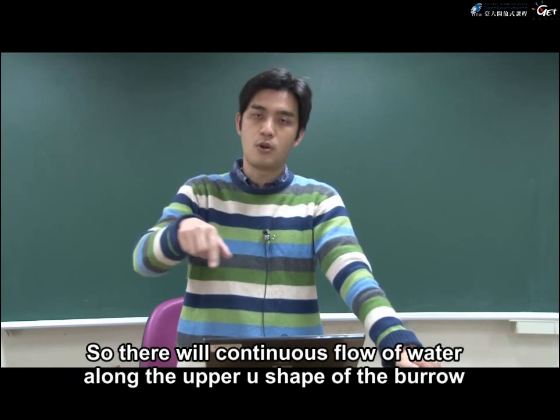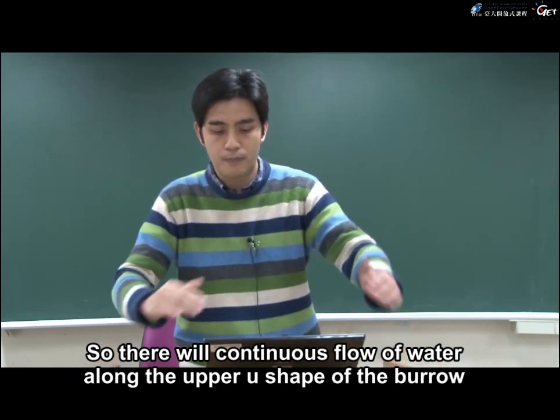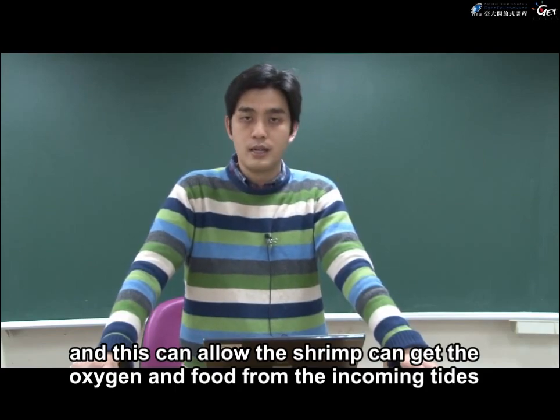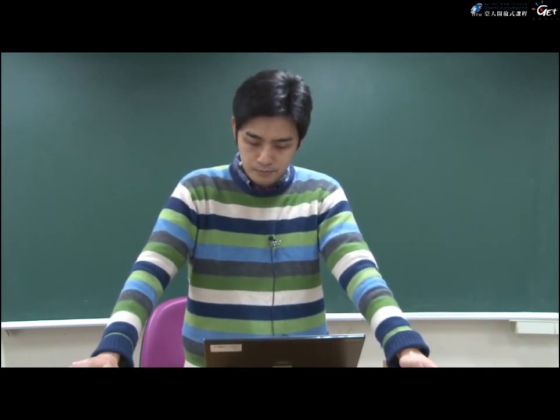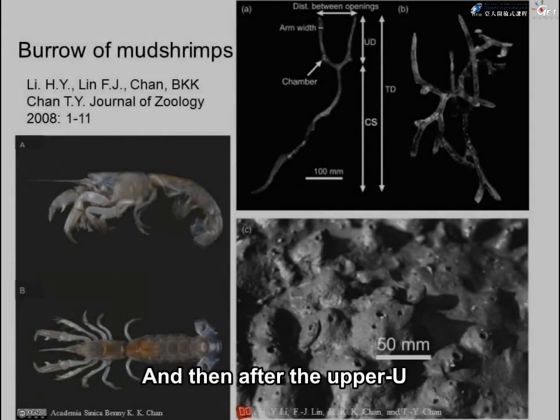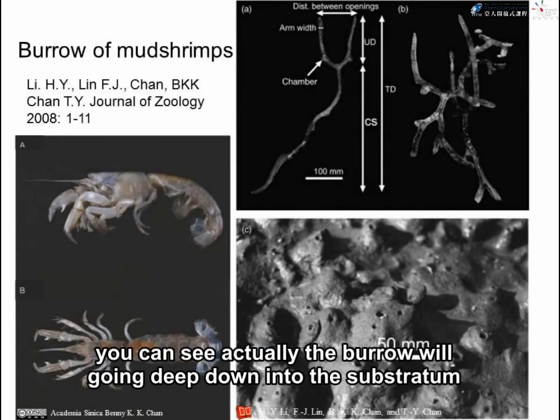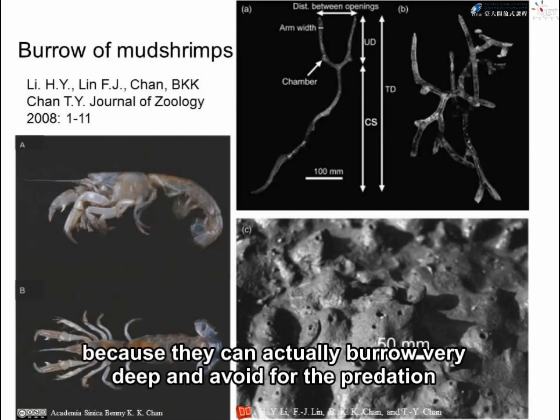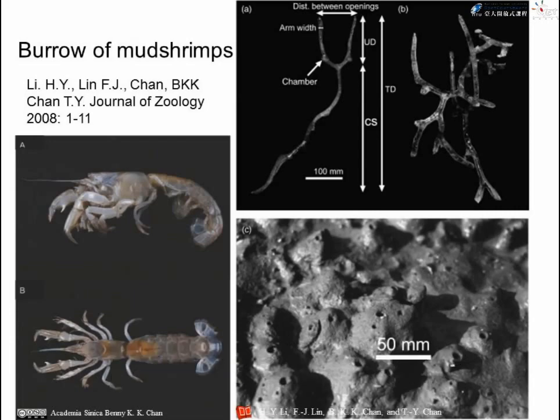So there will be a continuous flow of water along the upper U-shape of the burrow, and this can allow the shrimp to get the oxygen and food from the incoming tides. And then after the upper U, you can see the burrow going very deep down into the substratum, and this gives the shrimp protection, because they can burrow very deep and avoid predation.